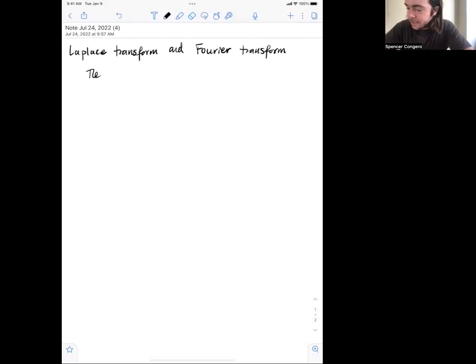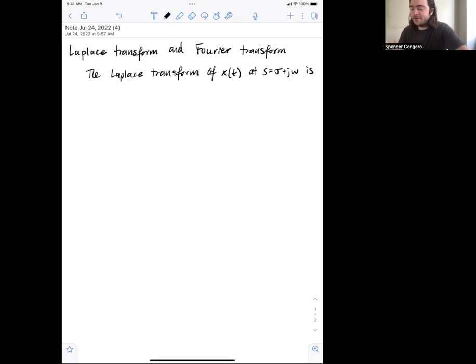So we know the Laplace transform of a signal x of t at a point s, and usually we'll use sigma plus j omega. So s is just a complex number. It has a real part sigma, an imaginary part omega, and that omega is chosen to remind us of the Fourier transform omega. They're going to be very related, as we'll see in a second. So the Laplace transform of x of t at that point is x of s, which is just x of sigma plus j omega.